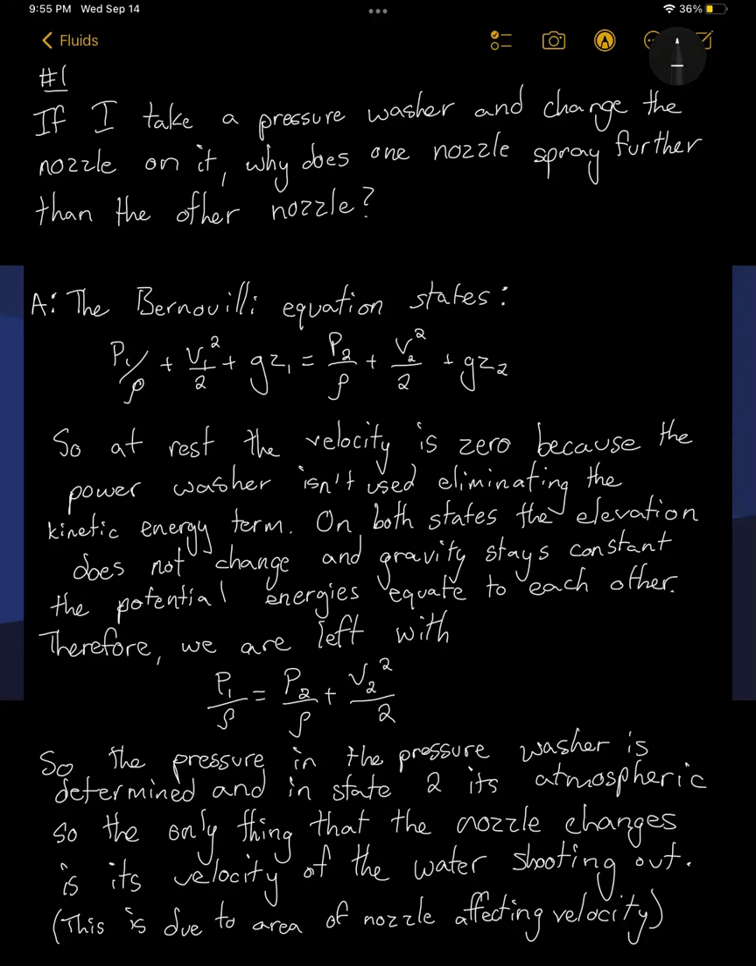So the only thing that the nozzle changes is the velocity of the water shooting out. This is due to the area of the nozzle affecting velocity. So the answer, therefore, is that the nozzle sprays further because its velocity leaving the nozzle is different.